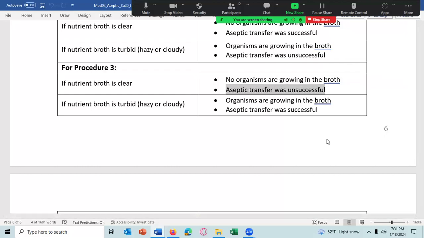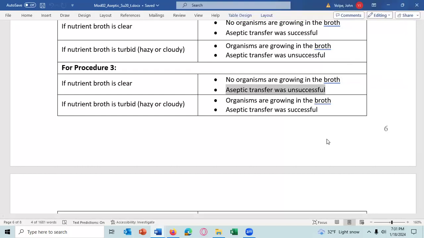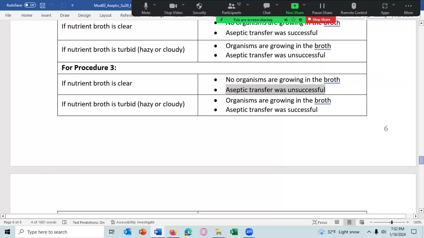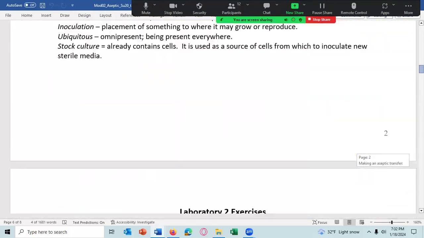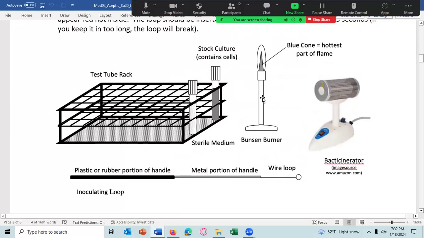Where are you getting the bacteria, and where are you putting the bacteria? I don't fully understand the lab here. Go on. No, I'm not sure. I'll have to read through it again to make sure I got it. What you're doing is transferring from a stock culture and putting the bacteria into some sterile media.